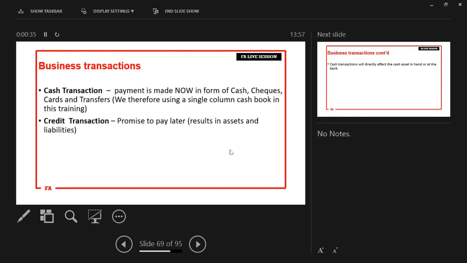Next, what else do you have? Credit transaction simply means a transaction which involves an exchange. But in this case, payment is made later. There's a promise to pay. So, of course, if you promise to pay, it means that you've got a liability. For instance, if you owe someone, it means that you're not supposed to die before you pay. Or your estate can pay. We don't want to go through your estate. Because the creditors, the first thing they have to say is my condolences. And then the next thing is, where is my money?